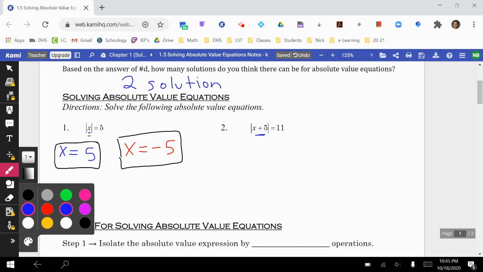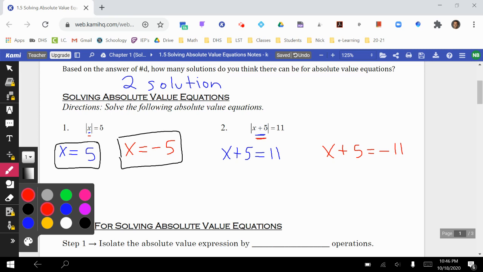I'm going to take what's inside of my absolute value bar, which is x plus 5, and say that is equal to 11, right? Because that stuff inside is equal to a positive 11. But I can also say that that same stuff inside is equal to a negative 11, right? Because whatever is on the inside, if it's a negative 11, the absolute value of negative 11 is positive 11. All right, and that's how I'm going to set up my two equations.